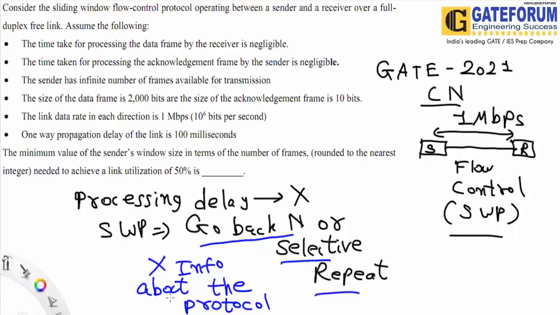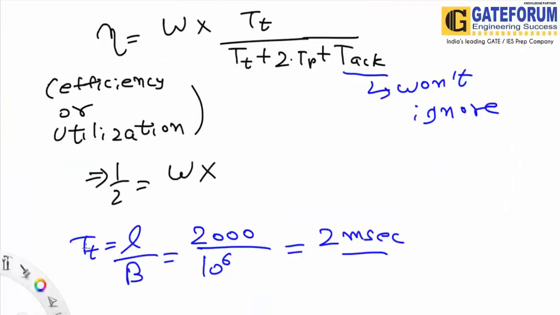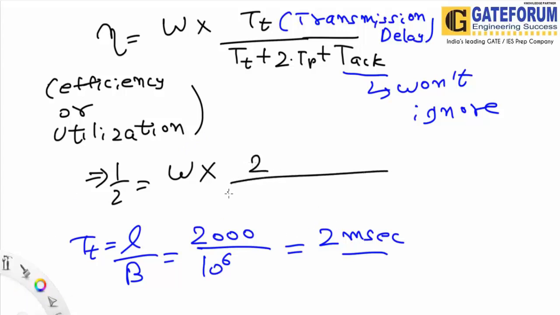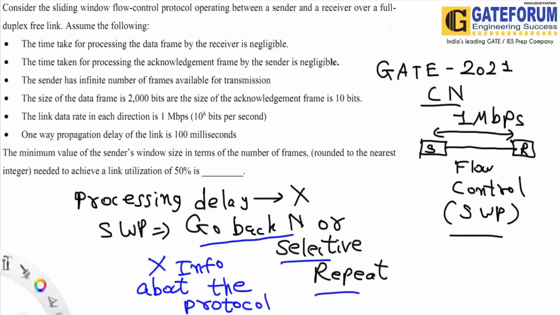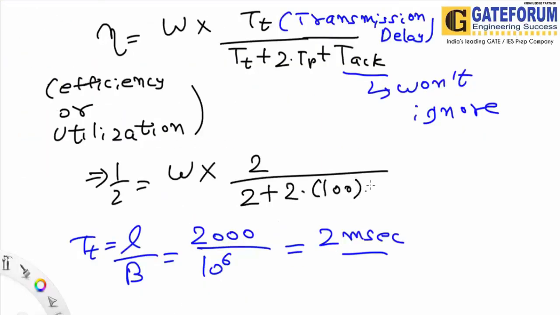I'm again repeating how I have calculated it. The transmission delay, TT, is 2 milliseconds. So we have 2 milliseconds upon 2 plus 2 into the propagation delay, which is already given as 100 milliseconds, so 2 into 100, plus. Now we need to calculate the T of acknowledgement.